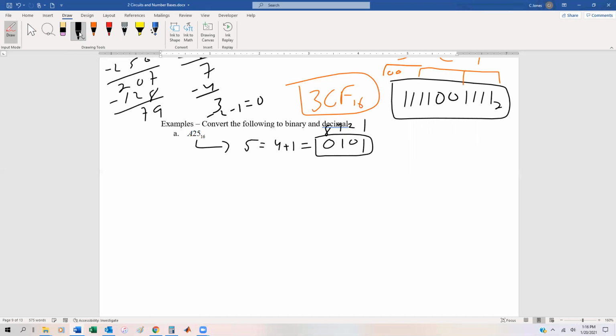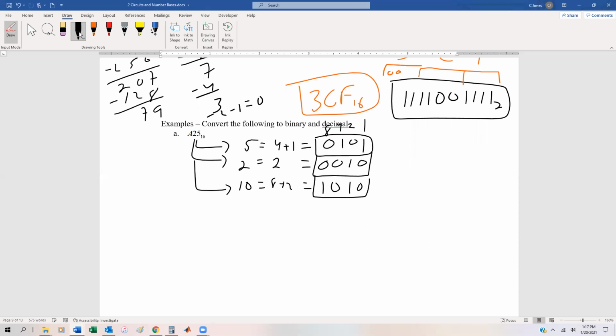All right, so that's the last part of it. 2 is easy. That's just 2, which is 0010. Okay, and then finally A, which is 10, is equal to 8 plus 2. And that's 1010. So all I'm doing is just like before, I'm kind of making a table here, and just filling in the blanks.